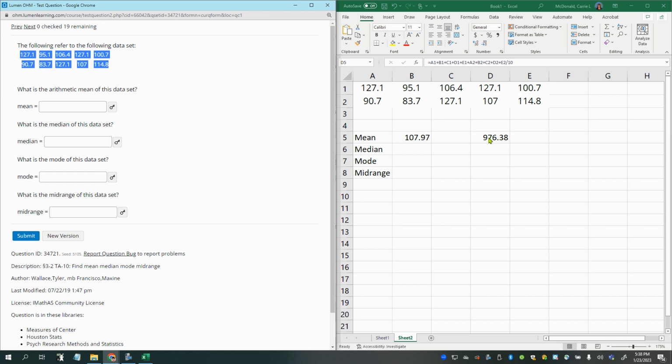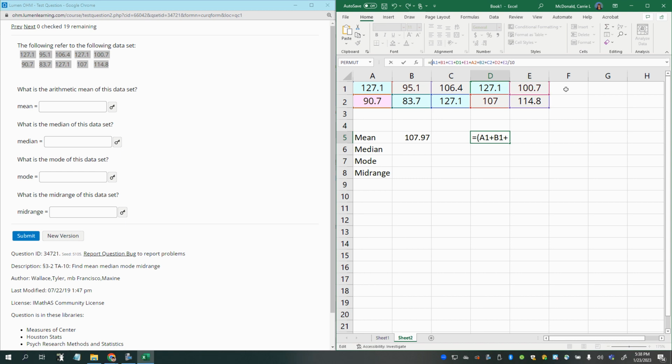So what did I do wrong? Well, I forgot to calculate the sum as its own quantity. So I'm just putting parentheses now around the part where I did all the adding. And now that I've got that in parentheses, it'll total up my sum and then divide by 10. Before, without the parentheses, it was only dividing my last value, 114.8, by 10 and then adding that to the rest of the numbers. I wanted the whole entire sum of all of the data values to be divided by 10.